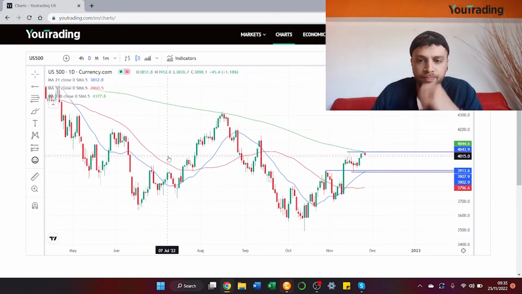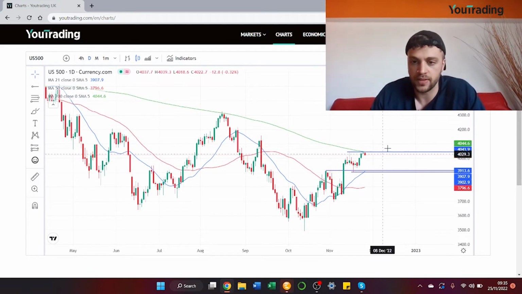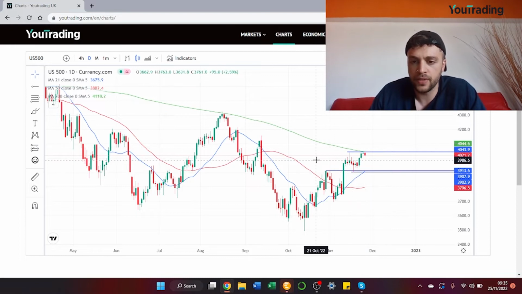Now we've also got some key moving averages adding to the strength of the support and resistance of these levels in this range. You've got the 200-day moving average here in green, which coincides almost exactly with these recent highs that we're topping out at. And then you've got the 21-day moving average around 3,900. So these are really nice areas of support and resistance at the moment.